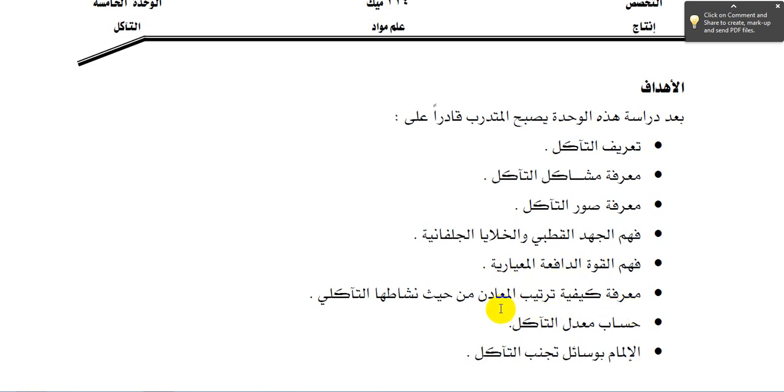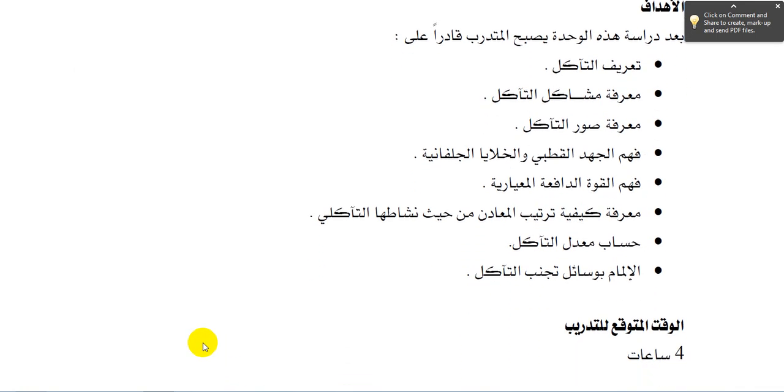Figure out the way to arrange metal assortments according to their corrosive activity. Calculate the CCR, or the corrosion rate. Have full comprehension of the means of corrosion, as you can see in front of you, and the way to figure out the metallic assortments according to their corrosive activity.